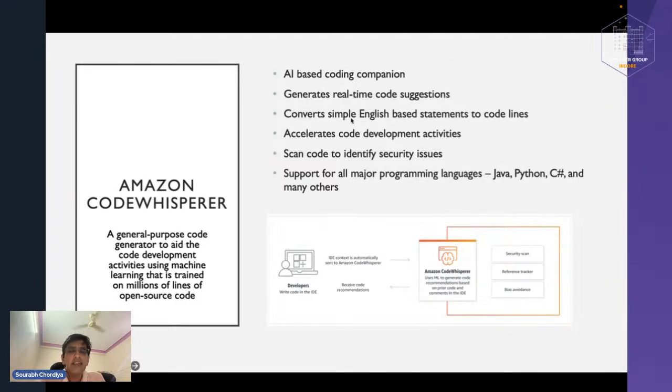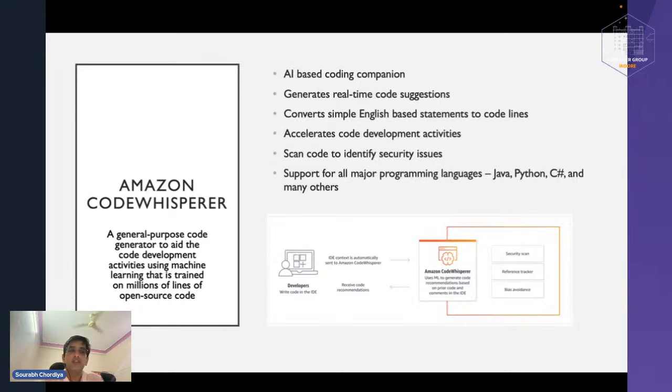But it is very easy to use, free to use, and it supports all major programming languages: Java, Python, C Sharp, plenty of them, JavaScript. So how does it happen? You just write a code in the IDE, and then the code is sent to Code Whisperer service. It does all the security scan, reference tracker, and bias avoidance. All of these, the right side in the orange dotted box you see, is happening via machine learning. And then you get back your code recommendations on your IDE, the development environment that you have.